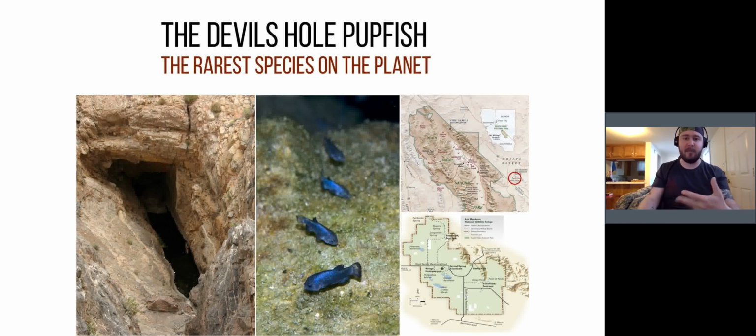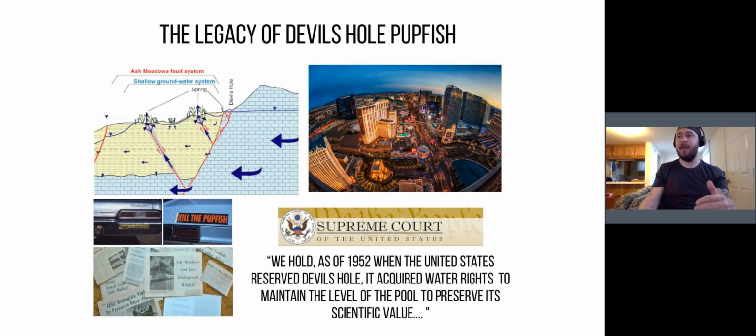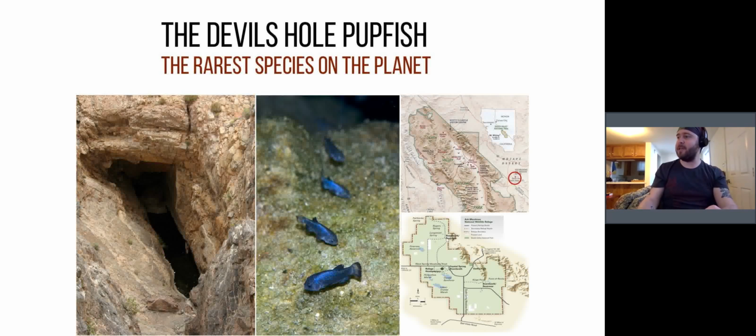So it's just this remarkable story, this remarkable evolutionary story of how this fish actually survived for so long in this very limited environment. But that's not it. There's also something else going on because this population is also a cultural heritage. So when we go to the map, you can actually see where Ash Meadows is. So this is where the fish is.